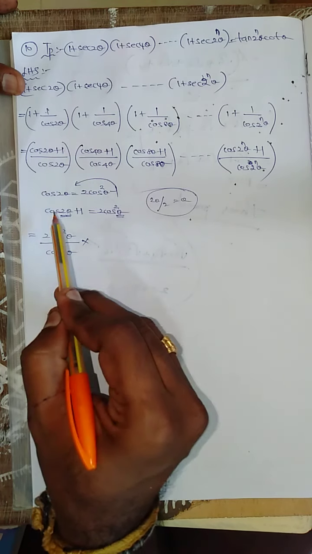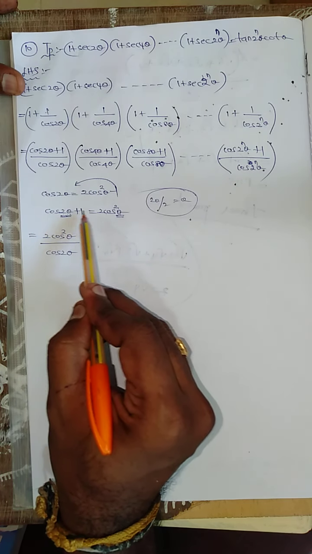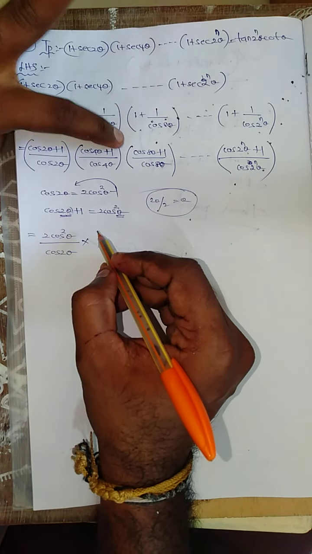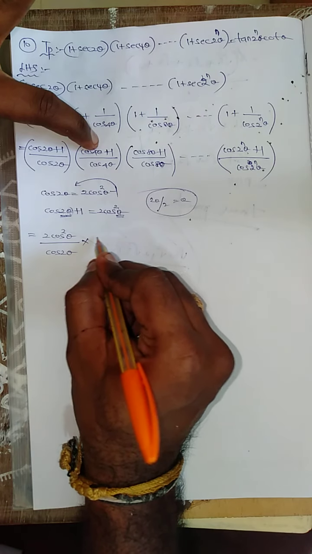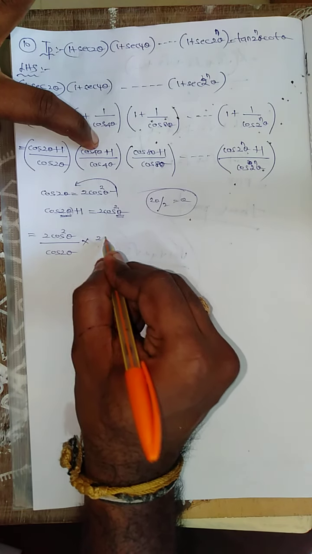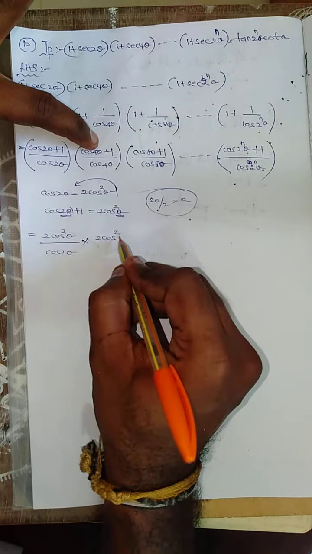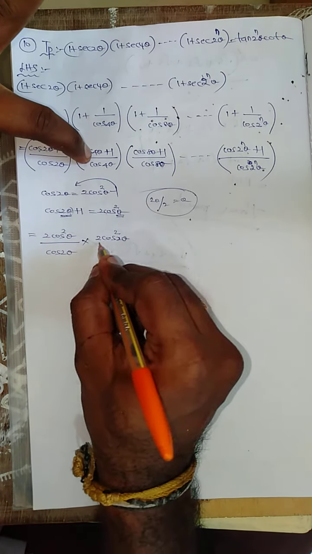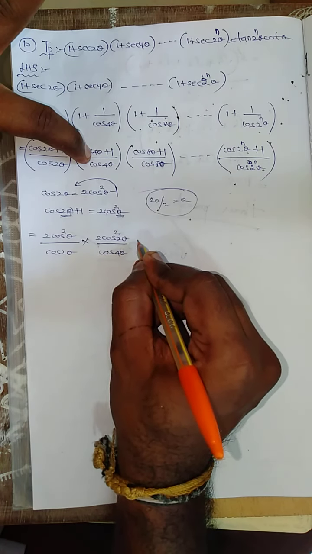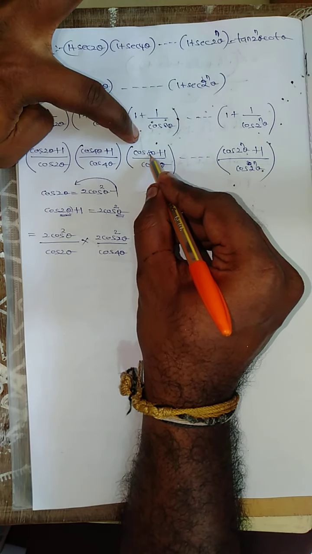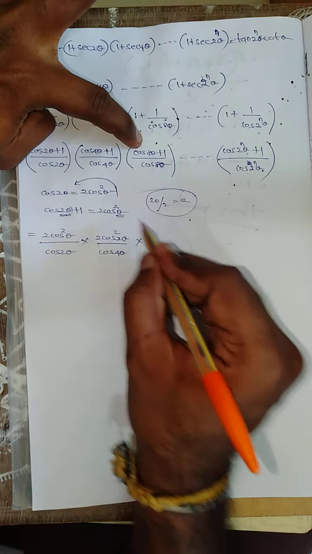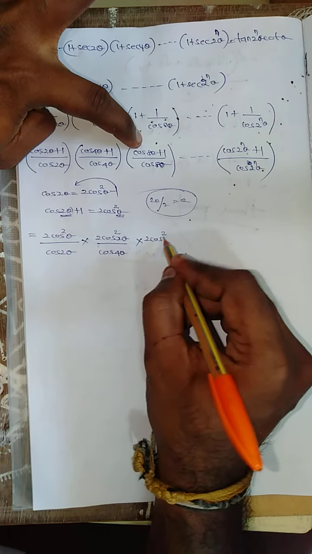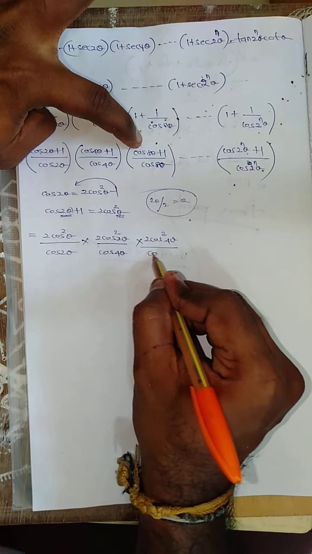Here, cos 4 theta plus 1: half of 4 theta is nothing but 2 theta. So cos 4 theta plus 1 I can write as 2 cos square of half of 4 theta, which is 2 theta. Next, divided by cos 4 theta, write cos 4 theta as it is. Half of 8 theta is nothing but 4 theta, so I can write 2 cos square 4 theta, divided by cos 8 theta.